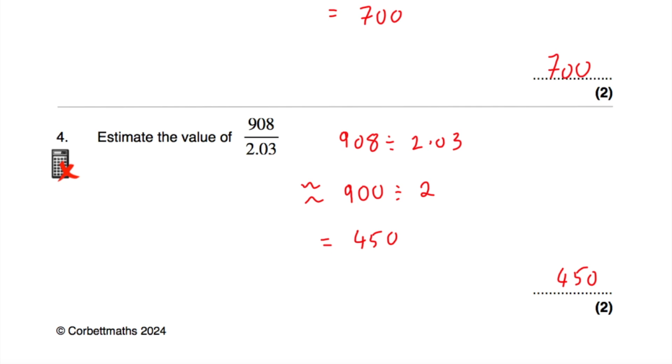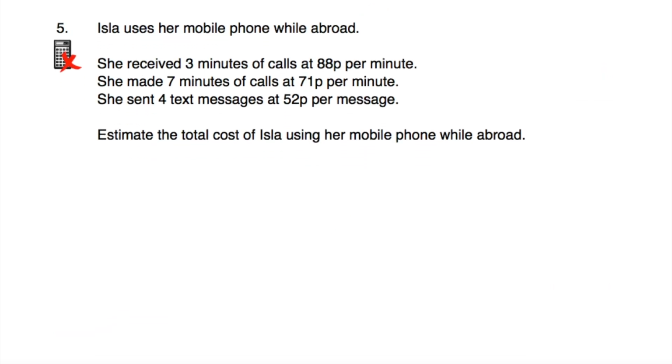Okay, let's look at our next question, question number 5. Question number 5 says, Isla's using her mobile phone while abroad. So she's using her mobile phone when she's abroad, and she received 3 minutes of phone calls at 88p per minute.